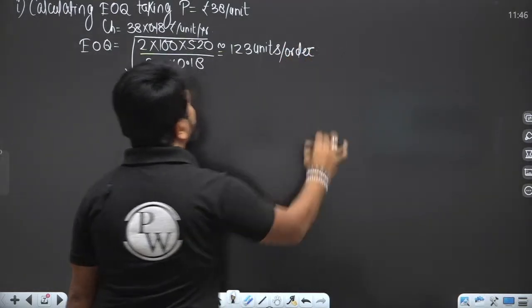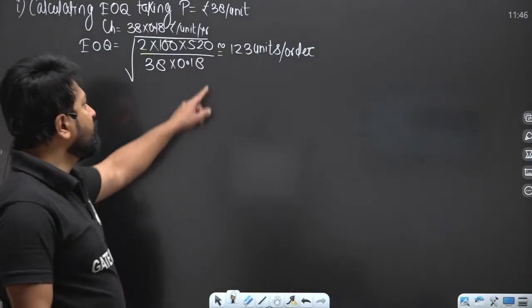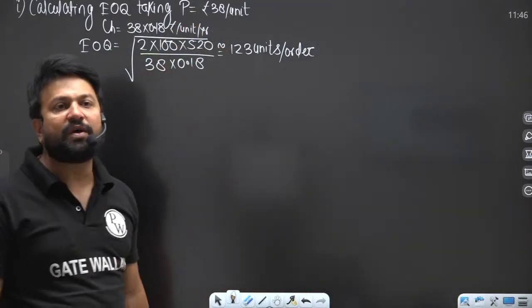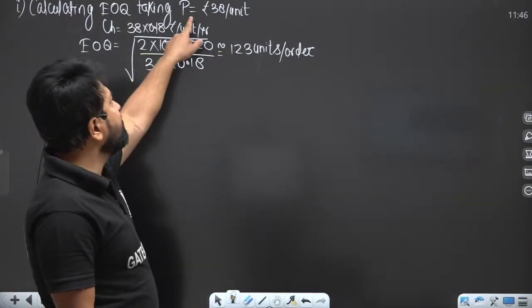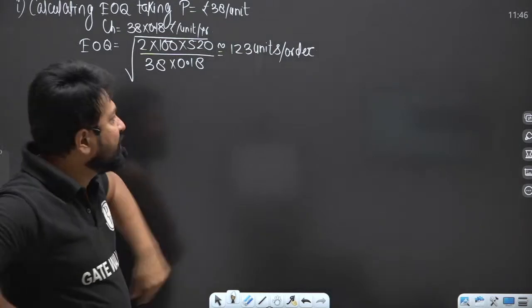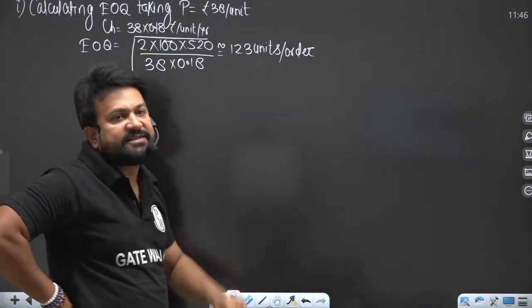Means according to the economic order quantity, you want to purchase 123 units at a purchasing price of 38. Will you get this quantity at this purchasing price? Tell me yes or no.